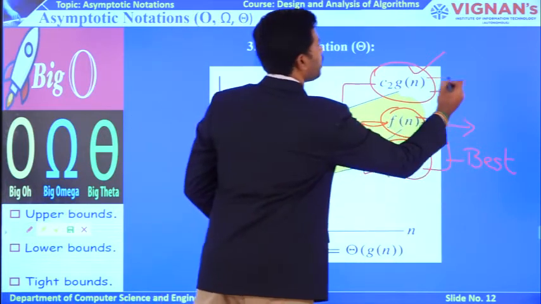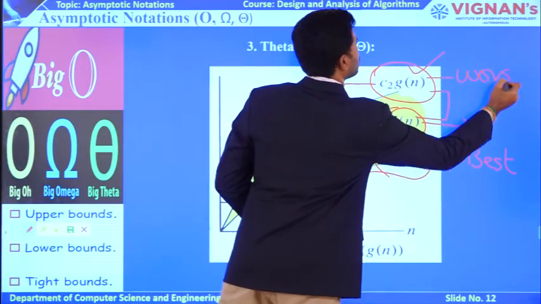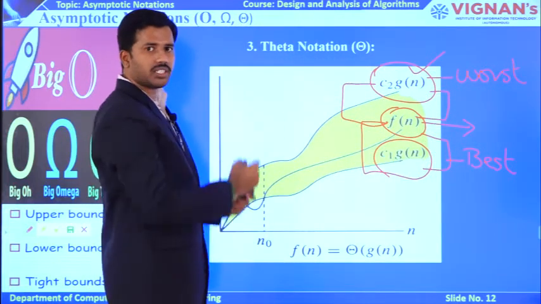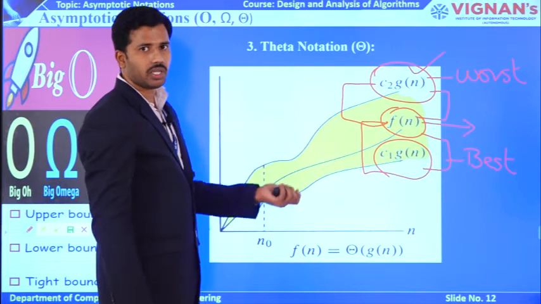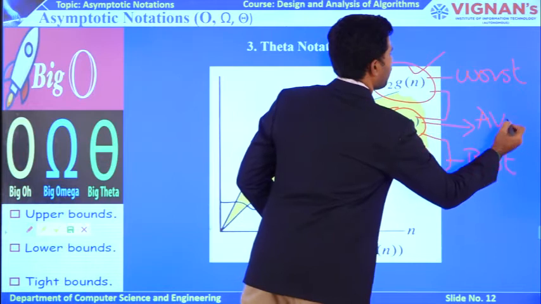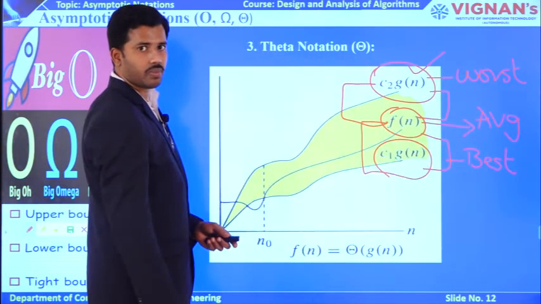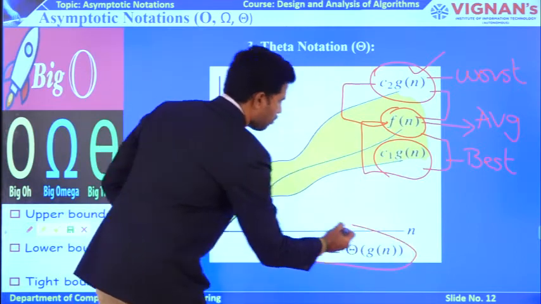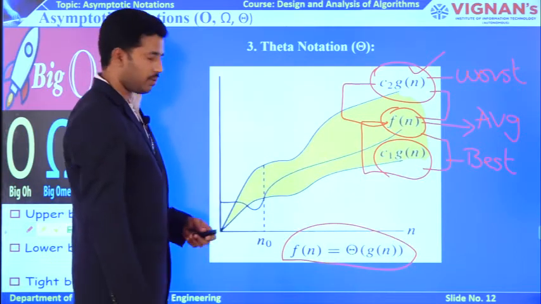So this is going to be your worst case. That's why f of n is in between these two functions, c1 into g of n as well as c2 into g of n. Now I can say that f of n is my average case. Then only you can conclude that f of n has a relationship with theta of g of n.